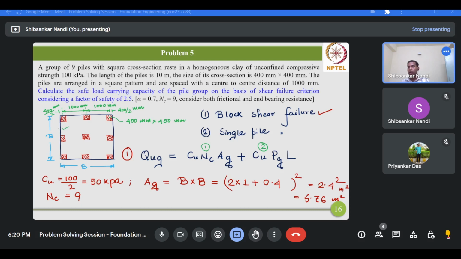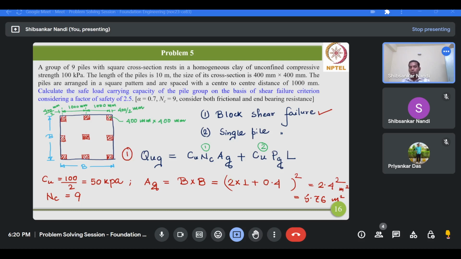Okay, so this is soil, this is soil, this is soil, this is soil. So for soil to soil interaction, since the material is similar at the interface, this adhesion factor will automatically become 1. So there is no need to incorporate such an adhesion factor to calculate the skin friction component in case of block shear failure. However, this factor will come into picture when the pile fails individually, instead of failing as a block. I hope you are getting my point.